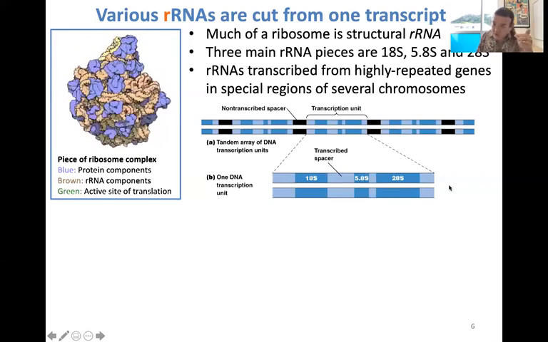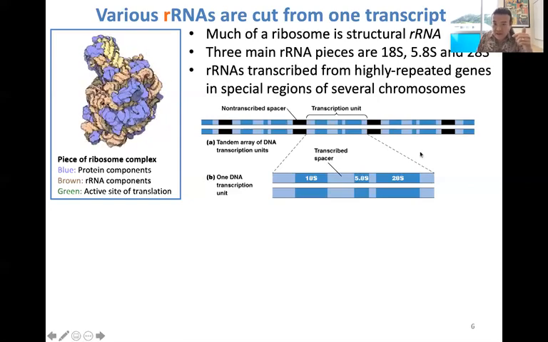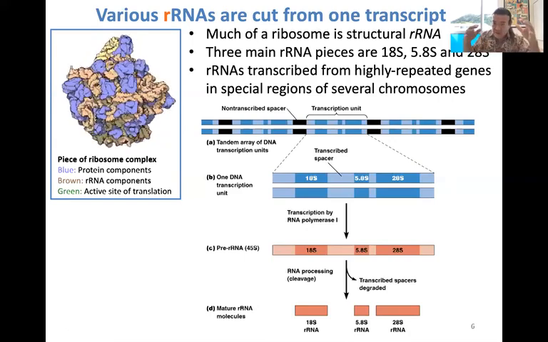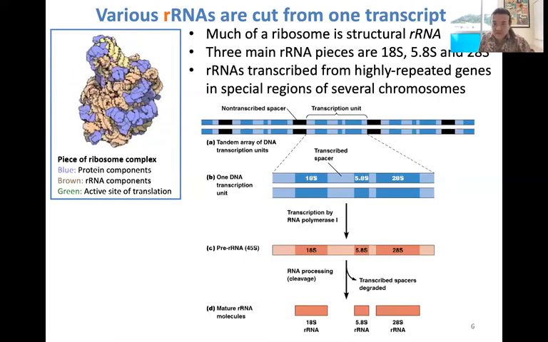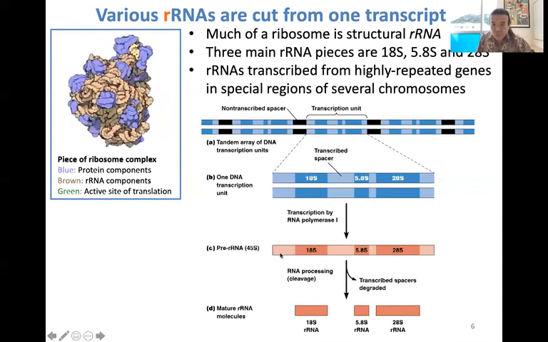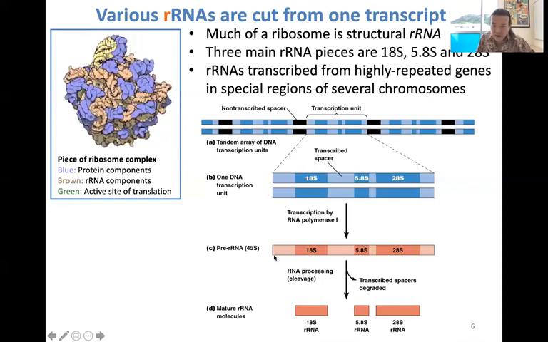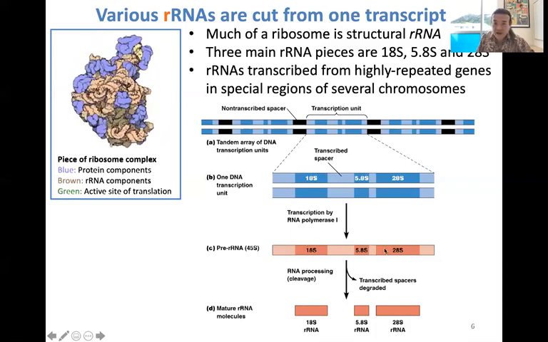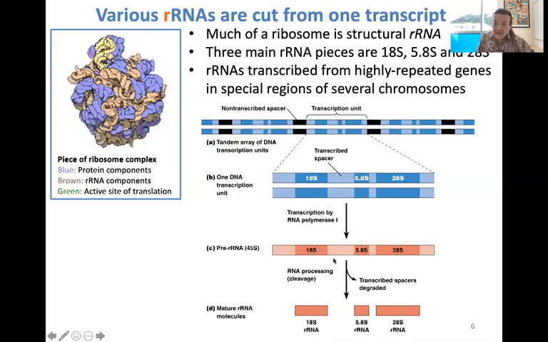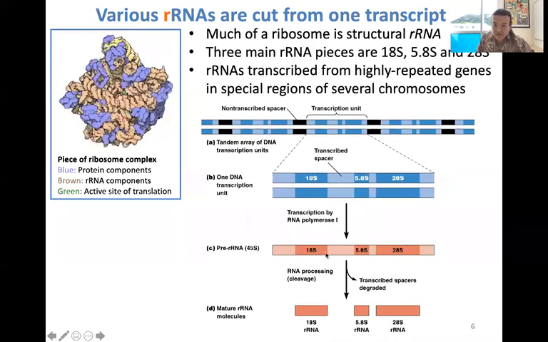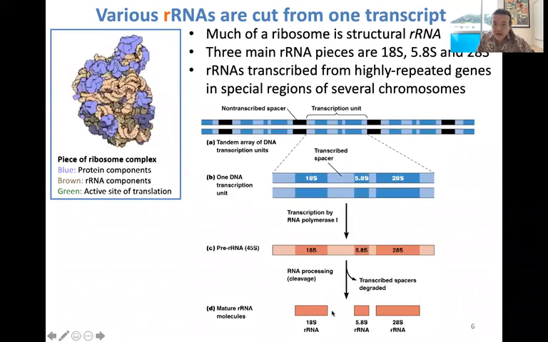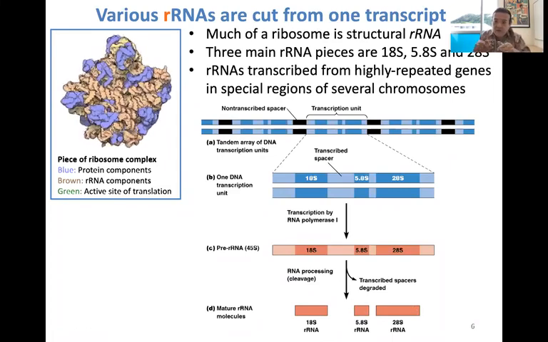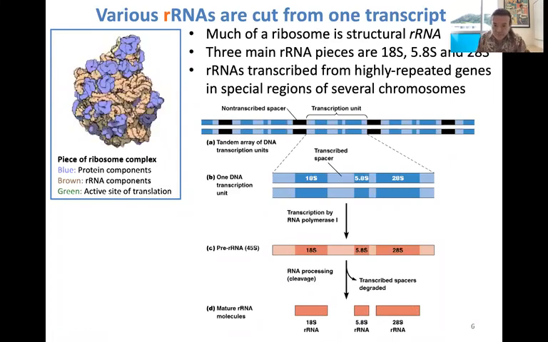So when this gets transcribed by RNA polymerase, what do you get? You get this one pre-RNA transcript, the original photocopy that comes off of this. So this is one stretch of RNA that has these different rRNA pieces in it. This then gets processed. This one piece of RNA gets cut up, and the 18S, 5.8S, and 28S pieces of RNA are basically punched out of it or cut out of it.